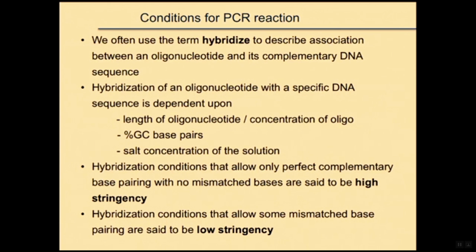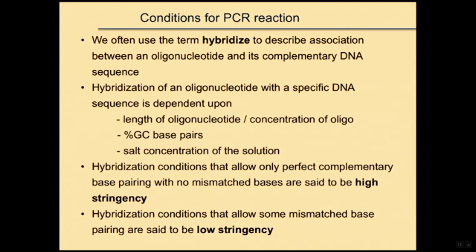Okay, so there are different conditions that you can change in a PCR reaction. Clearly in your practicals, you're going to be looking at different conditions for annealing temperatures and things like that, and so you have to get to an understanding of why you would use these different conditions. We often use the term hybridize when you're talking about a primer binding its complementary sequence. It's very often described as a hybridization, but it's essentially just the association between the oligonucleotide primer and the complementary sequence that you're trying to amplify up.